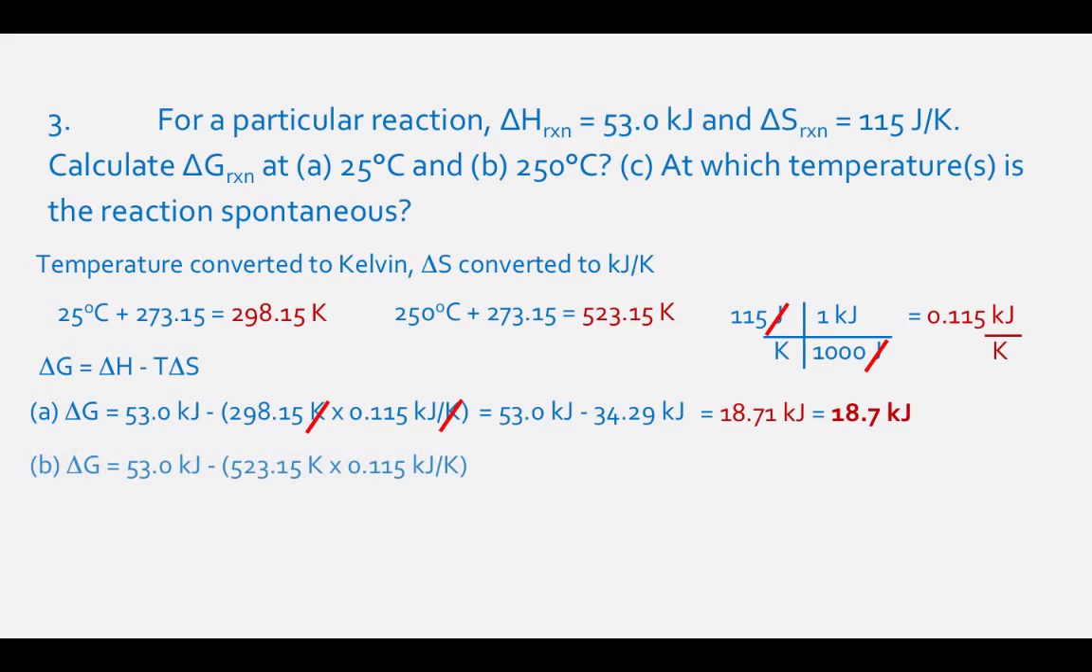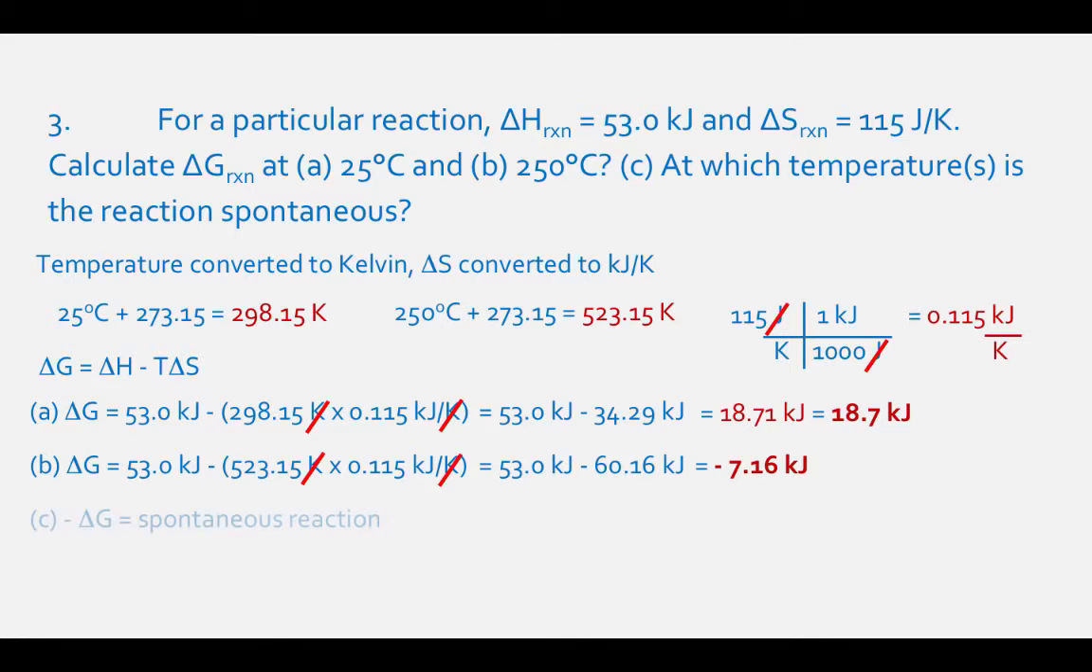For part B, delta G will equal 53.0 kilojoules minus 523.15 times 0.115 kilojoules per Kelvin. This equals 53 kilojoules minus 60.16 kilojoules. The final answer will be negative 7.16 kilojoules.